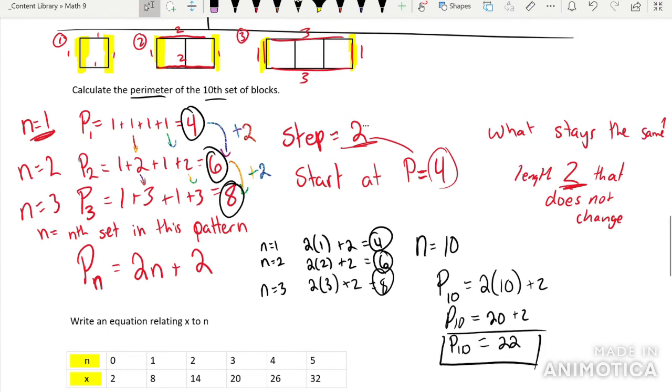And that should be our answer. So one of the things, look for a step and look for a starting point. So in this case, we're starting with these sides that don't change, and then each time the other two sides get bigger by 1 each, so I go up by a total of 2.